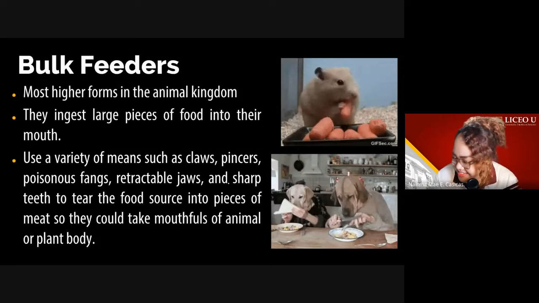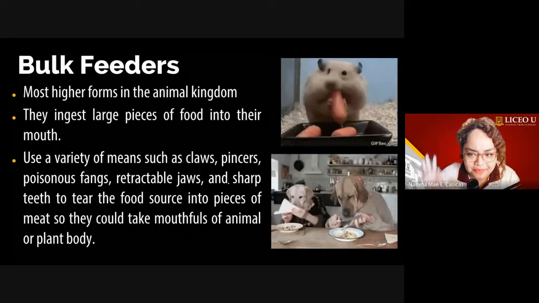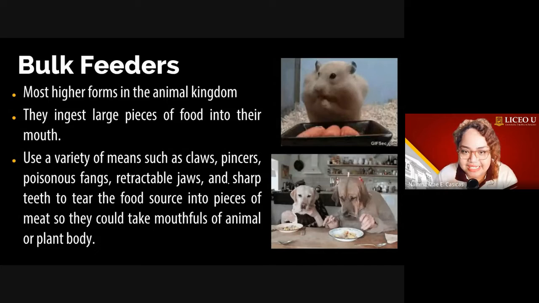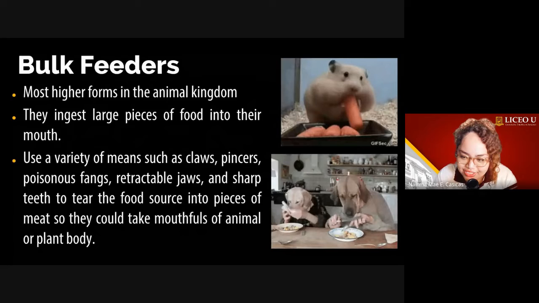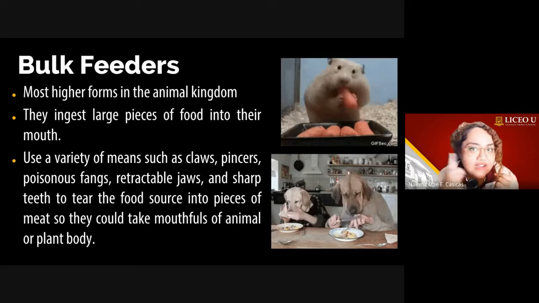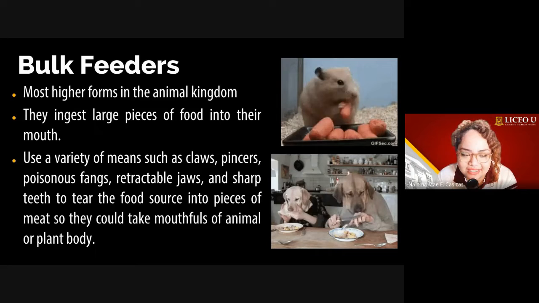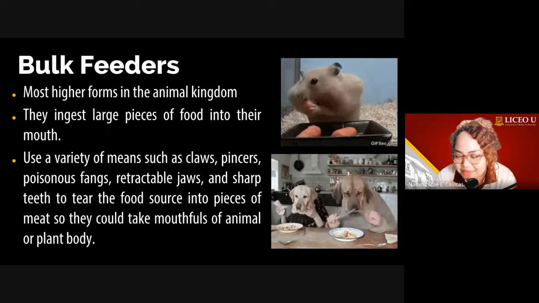Okay, we'll go to bulk feeders. We are part of the bulk feeders. We human beings and our pets are part of the bulk feeders. We ingest large pieces of food into our mouths. We use a variety of means such as claws, just like your crabs and your lobsters. We don't have claws, by the way. Pincers, poisonous fangs, retractable jaws, we don't have that. Our jaws just open and close, they can't retract. And sharp teeth to tear the food source into pieces of meat so that they can take mouthfuls of animal or plant bodies. So we are part of the bulk feeders.